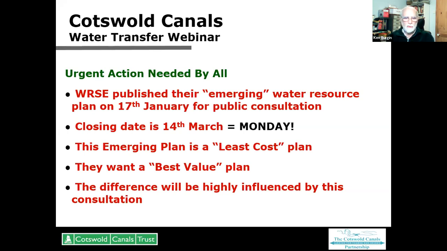And the difference between the two is really in the best value, because what's regarded as best value are things that deliver additional benefits, such as environmental and social benefits. And the outcome of this consultation will very heavily affect what the best value plan looks like. And the best value plan we want, obviously, is one that's got the canal in it as a water transfer route, because that's the way to get the eastern side of the canal restored sooner rather than later.